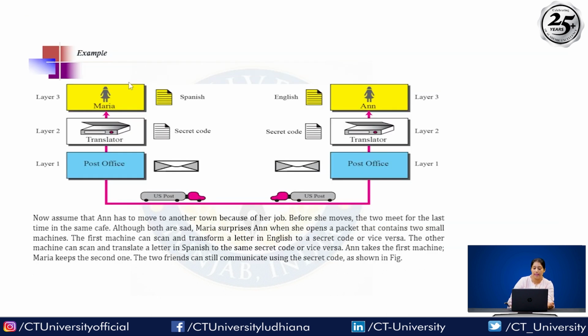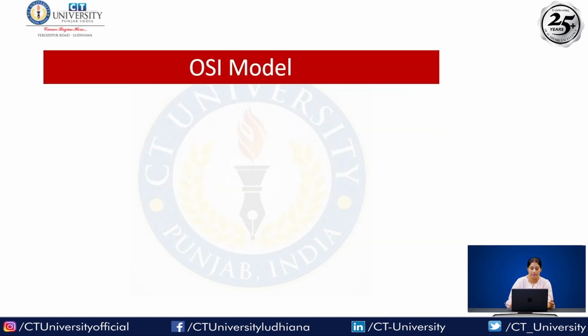So here are three layers. In the first layer there is a post office which transmits data. This is called the first layer, which uses the physical medium to transmit the data. Then there is a translator which translates the data. Then that data is handed over to the particular person.